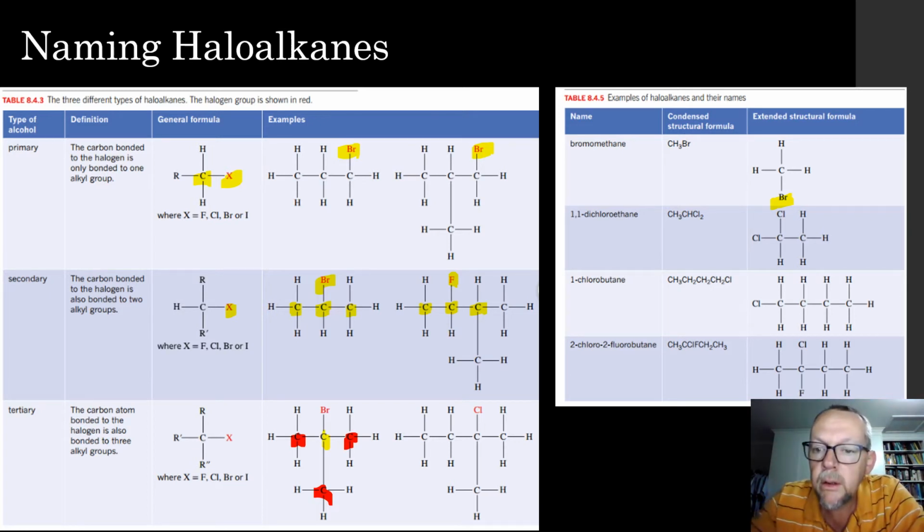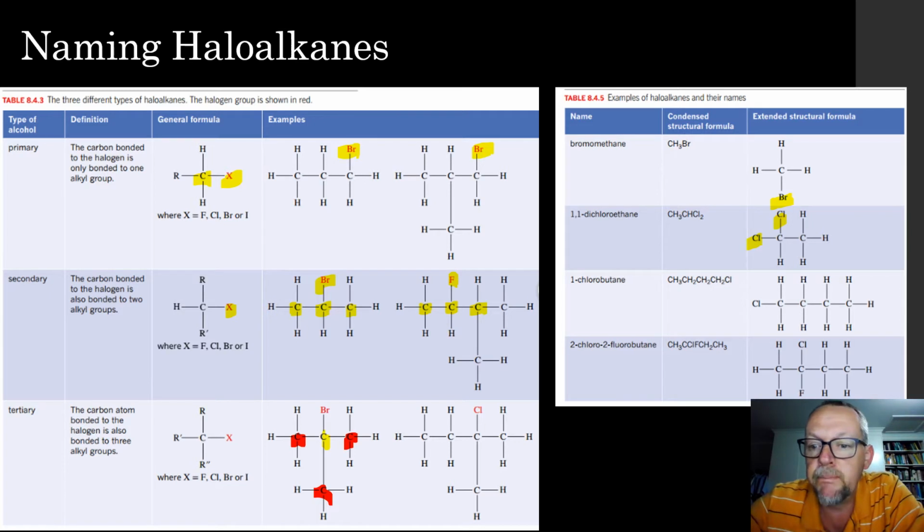We've got two chlorine atoms attached to an ethane. So they're two, so it's a dichlor, and they're attached to the first one, so it's a 1,1-dichloroethane. Now let's have a look at the next one.